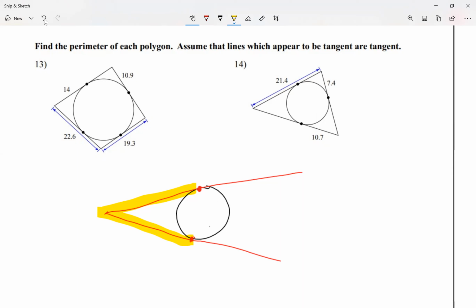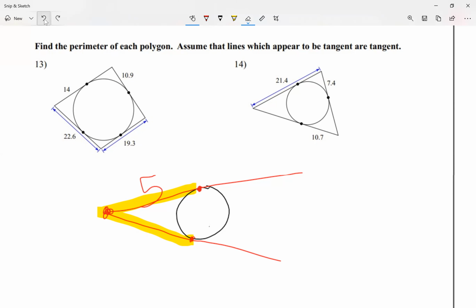When two tangent segments happen to meet outside of the circle, like it happens in this case, you guys see they meet at this point. When two tangent segments happen to meet outside of the circle, those two segments are equal. Okay, so if I told you one segment is 5, just to say a measurement, the other segment is 5 as well. When two tangent segments meet outside of the circle, those two tangent segments are equal.